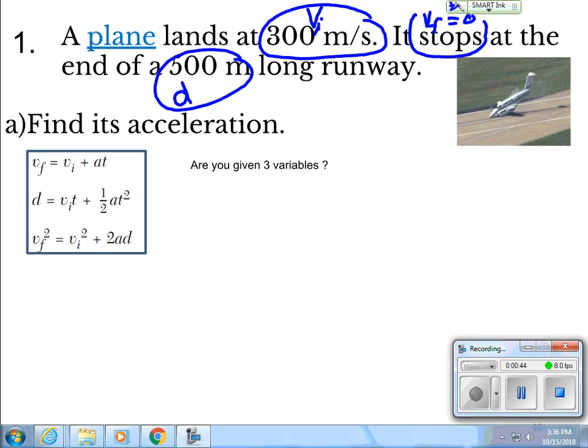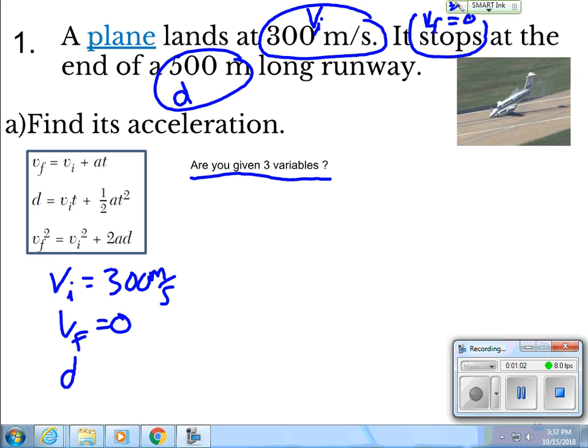First, if you notice, am I given 3 variables? Yes, I am. So what are my variables? I'm given V initial at 300 meters per second. My V final is 0, because I stop. And my distance is 500 meters. Now I have to figure out which equation I'm going to use.